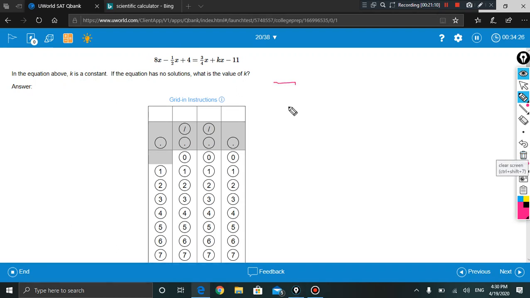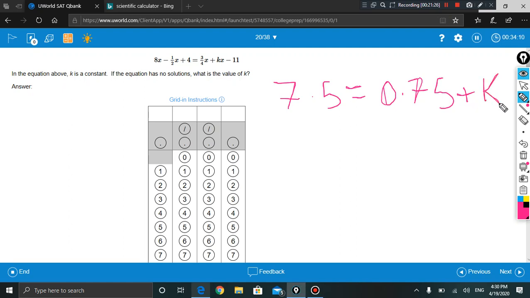8 minus half is 7.5, and 3 over 4 plus something should give 7.5. So we can say here 3 over 4, which is 0.75, plus k. That's it. Solve this equation, you get the value of k. Ta-da!